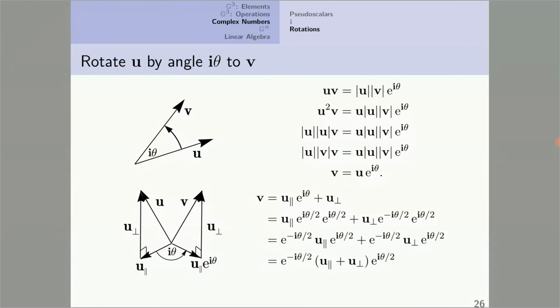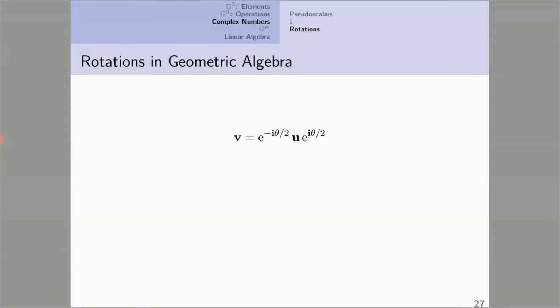I can do a little factoring, and now I've got u in the middle, so I'll put it back together, and we have our formula. To rotate u to v through an angle i theta, multiply on the right by e to the i theta over 2, and on the left, e to the minus i theta over 2. I'm going to simply take this formula and copy it to the next slide.